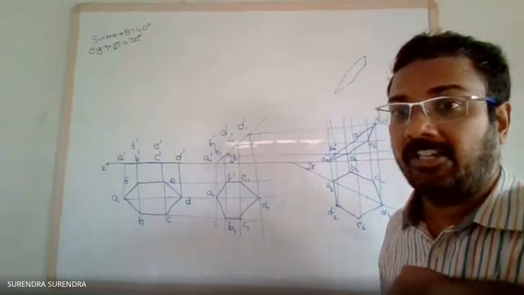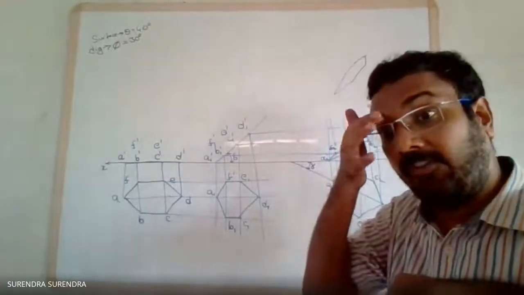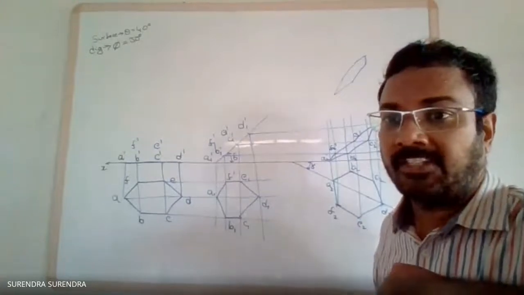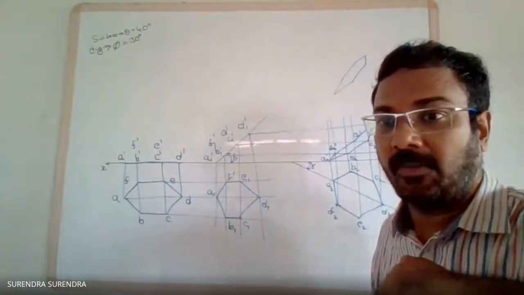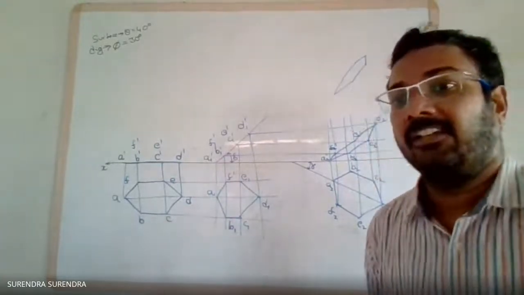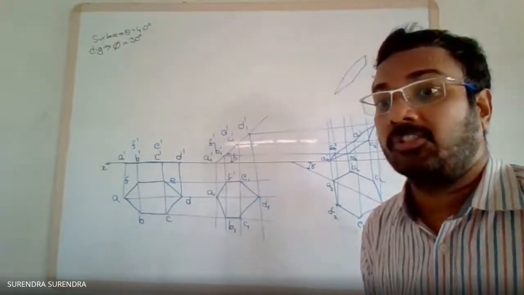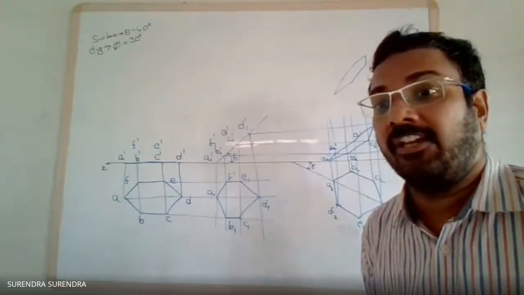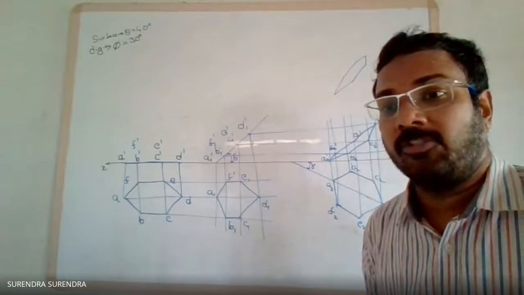A regular pentagon of side 30 mm has one of its corners on the VP. Its surface is inclined at 60 degrees to the VP. So the surface inclination is 60 degrees. And the edge opposite to the corner on the VP makes an angle of 50 degrees to the HP. Draw the projections of the plane.